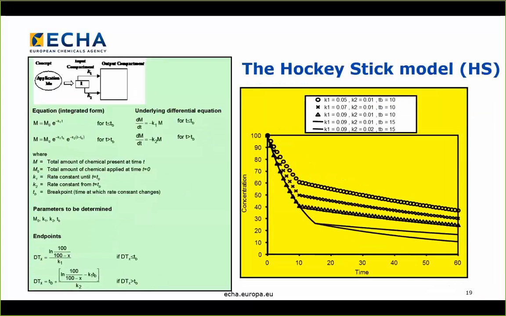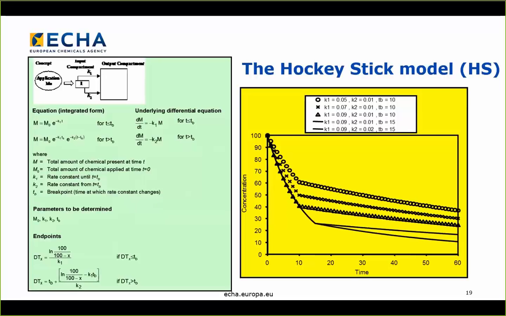And this brings us to our final main model that's recommended by FOCUS, and that's the hockey stick model. Probably the easiest way to describe this is to look first at the yellow information box on the right. Basically, the hockey stick model works by having a single first order rate constant for a certain time period until it reaches a breakpoint, and then the degradation switches to a different degradation rate.